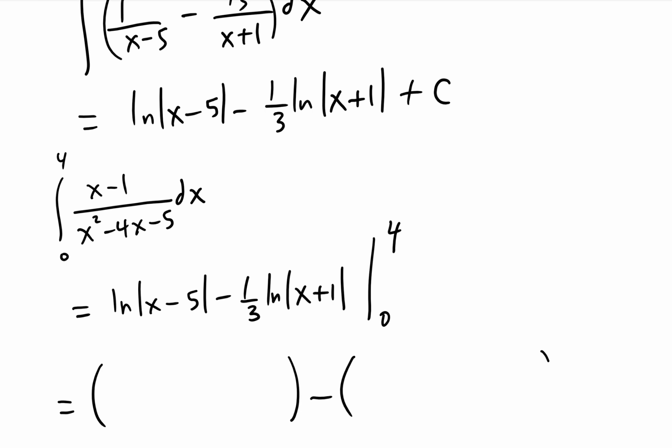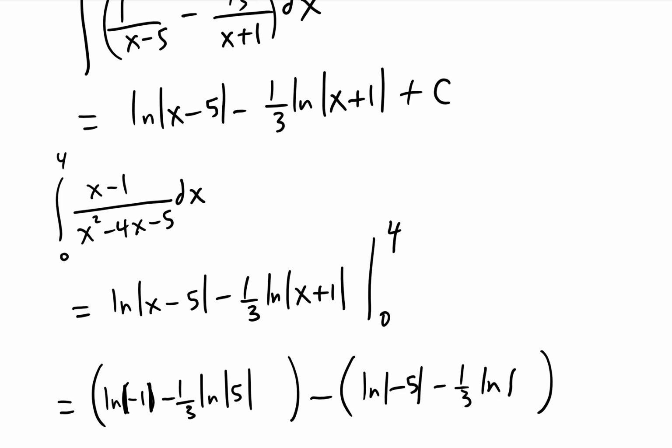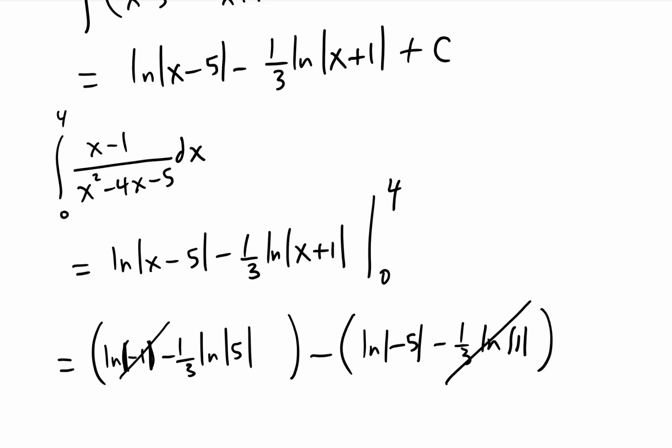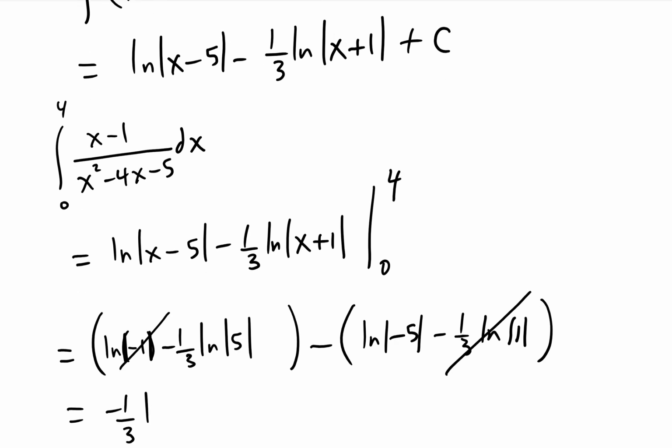Then we open 2 parentheses, one for the 4, one for the 0. Substitute the 4 in, natural log of the absolute value of -1, plus natural log of the absolute value of 5, minus natural log of the absolute value of -5, minus natural log of the absolute value of 1. This is 0. This is 0. And if we combine both of them, we get the final value. That's the answer.